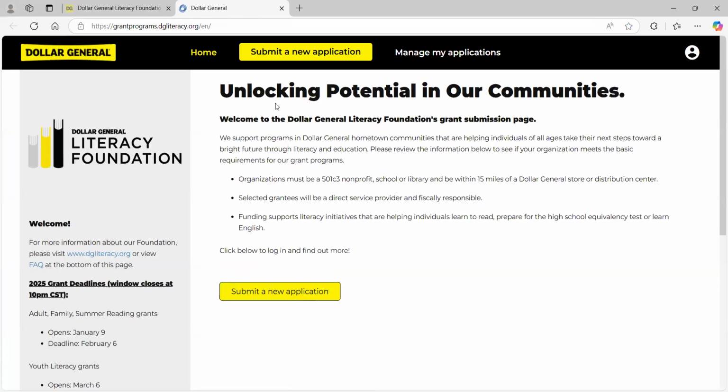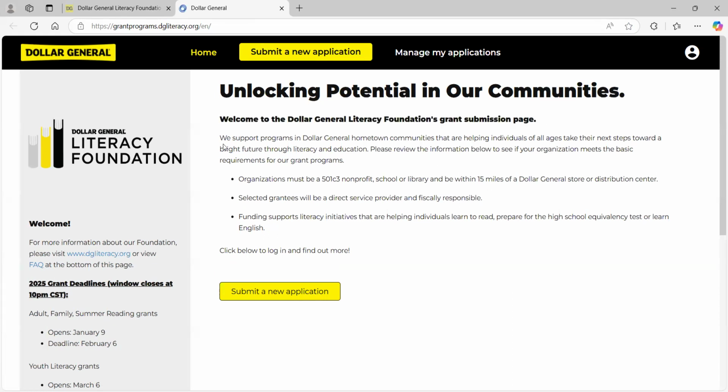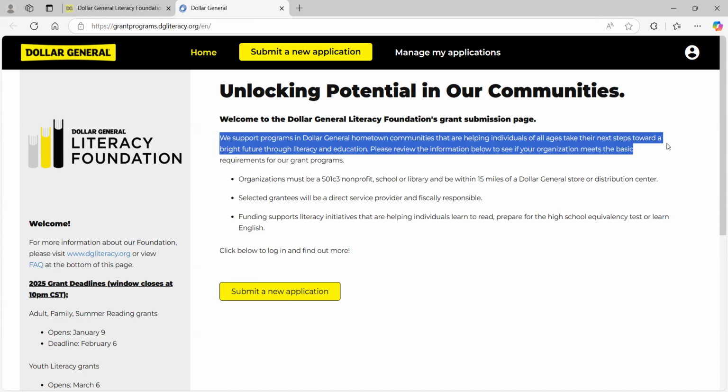Okay, so now I'm on the page where it says submit a new application. Unlocking potential in our communities. Welcome to the Dollar General Literacy Foundation's grant submission page. This is where we submit our grant request. We support programs in Dollar General hometown communities that are helping individuals of all ages take their next steps toward a bright future through literacy and education.